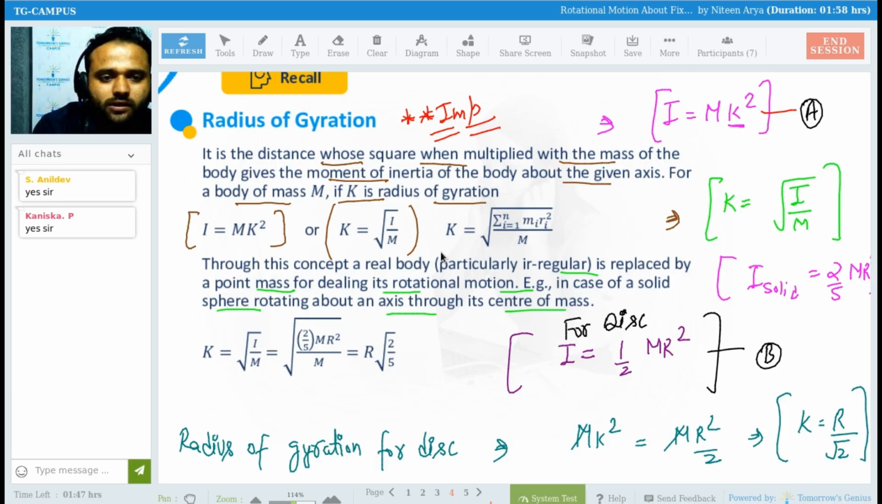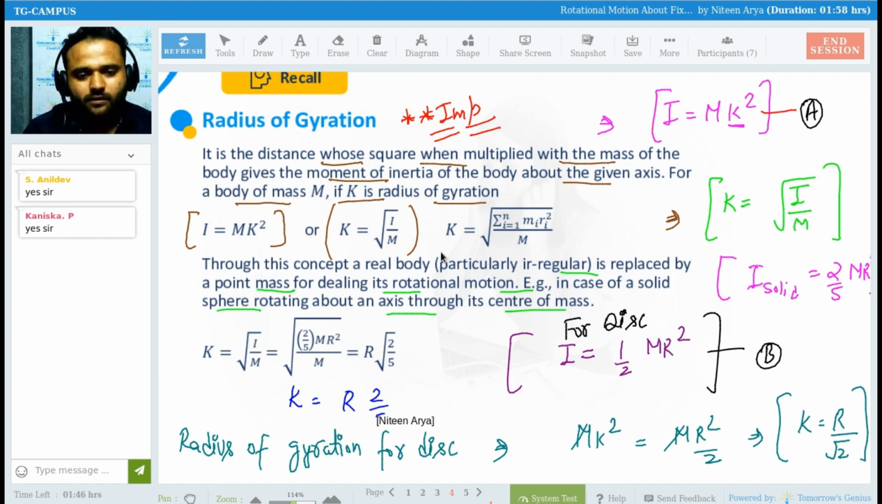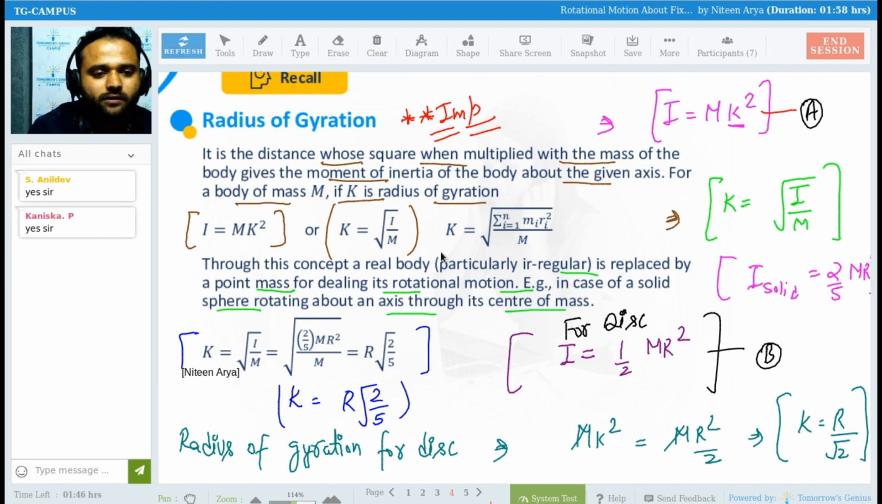It's okay, better. So k, the radius of gyration for a solid sphere, is r times the square root of 2 by 5. The same thing which is written over here. Clear? So for any irregular shape or for any regular or symmetric shape, we can find the radius of gyration.